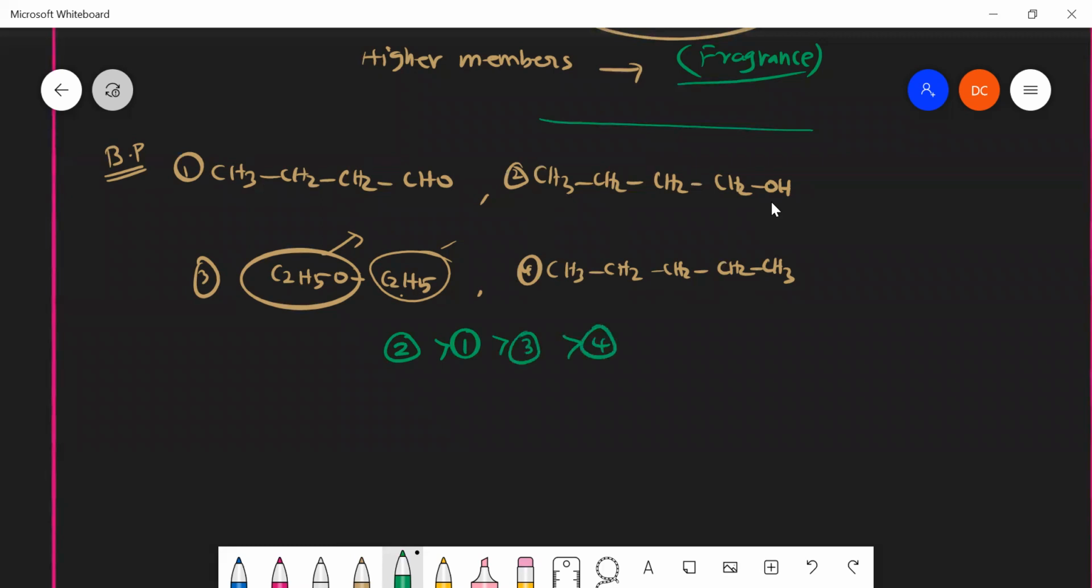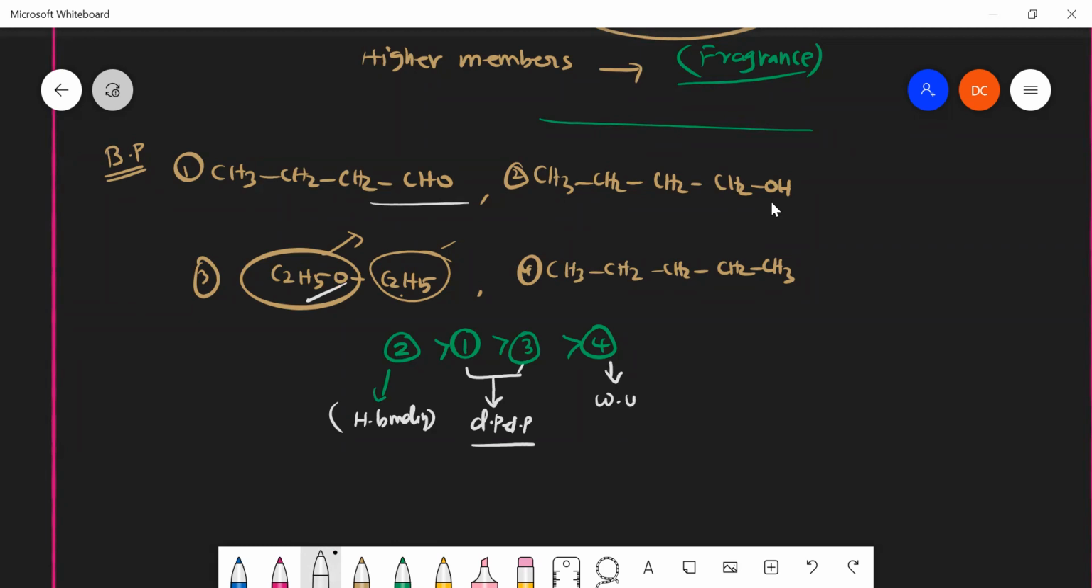Then 4. Yeah. Why? Because what force of attraction will be here? Here it has only hydrogen bonding in alcohols, right? And what about these two things? Dipole, dipole interaction. When compared to ether, what is it? Aldehyde has some higher dipole interaction. That's experimentally proved. And what about this one?